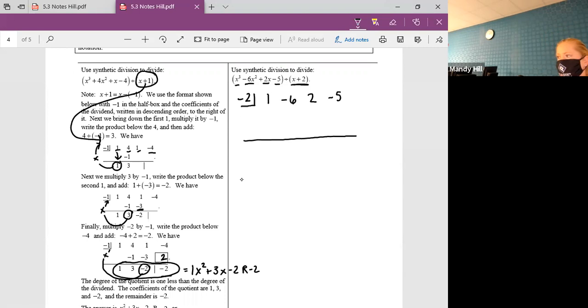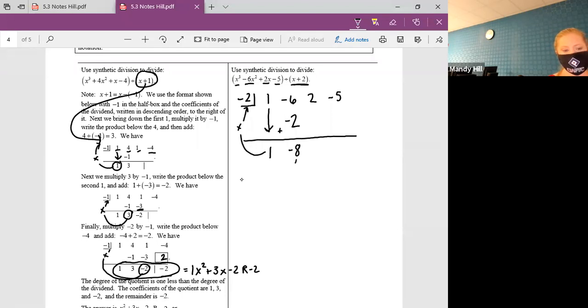You okay with where we got all that stuff? You bring the first number straight down. You put 1 here. Then you say, well, 1 times whatever is in the front, and 1 times negative 2 is negative 2, and it goes right here. You add these two numbers together. So negative 6 plus negative 2 gets us negative 8.